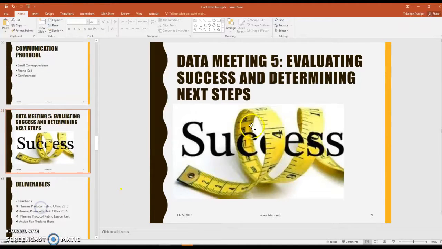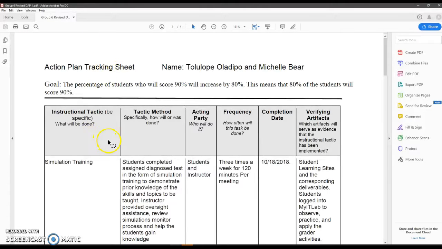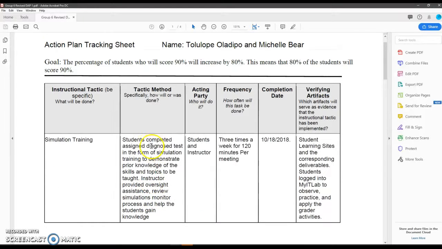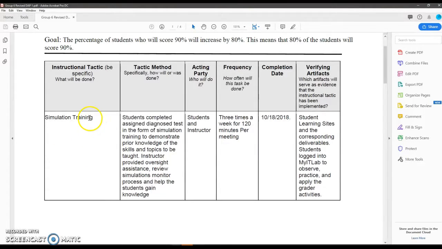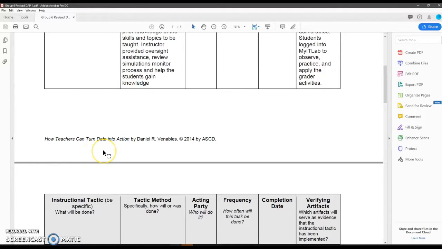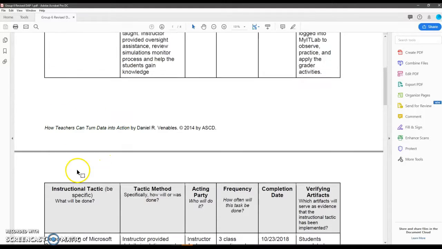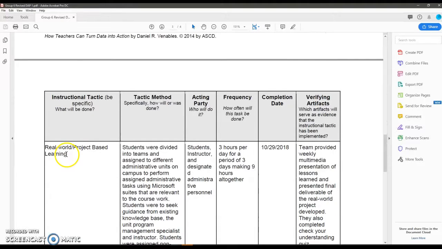Now when we look at the success, we evaluate the effectiveness of implementation. So now I'm going to show you the revised action plan. Here we have revised my action plan. We started implementing the action plan in the classroom, and we recorded huge success. We introduced simulation training in the classroom, teaching Office 365 application software and Microsoft Suite using simulation training. The most important part was the real-world and project-based learning for the students.